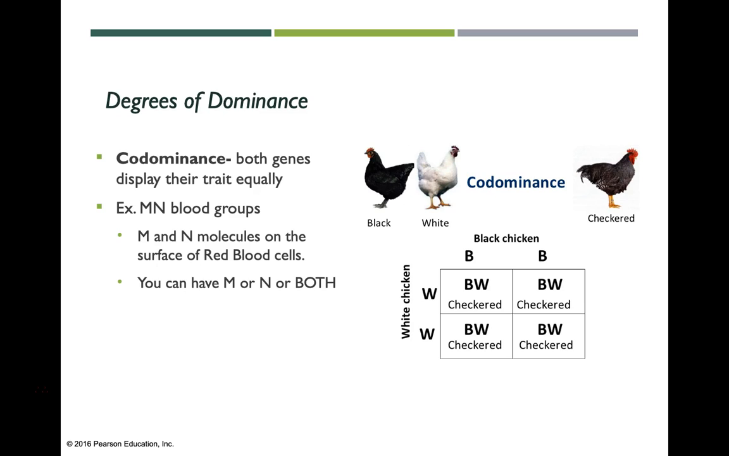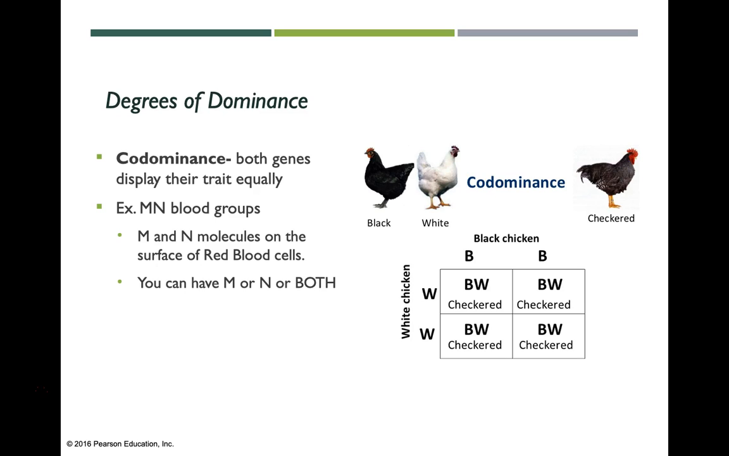So the example on the right is chicken color. We have black chickens represented by a B allele and white chickens represented by the white allele. And in the heterozygous individuals, they are checkered chickens. They're black with some white on their body. So that white allele is being expressed in the chickens, and the black allele is being expressed in the chickens. This is different than incomplete because in incomplete dominance you would get a gray chicken, something in between. In codominance, the heterozygote shows both traits distinctively.